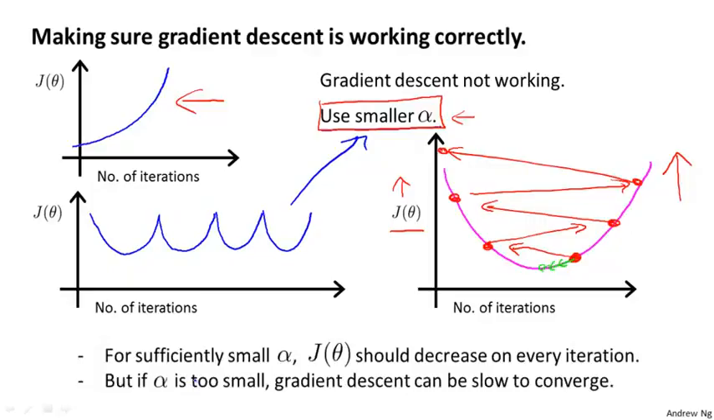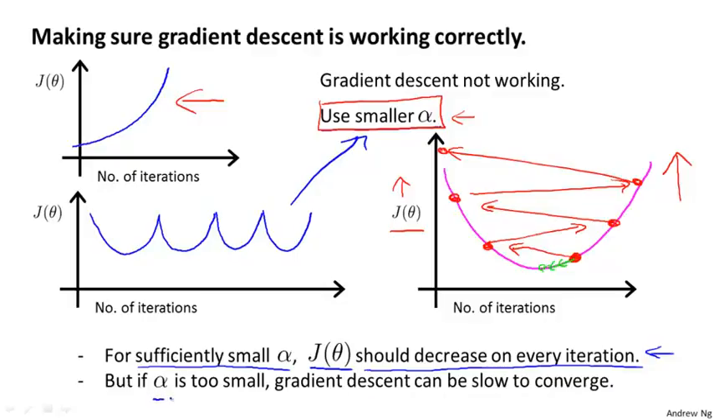I'm not going to prove it here, but under mild assumptions about the cost function J, which do hold true for linear regression, mathematicians have shown that if your learning rate alpha is small enough, then J of theta should decrease on every single iteration. So if this doesn't happen, it probably means alpha is too big and you should set it smaller.